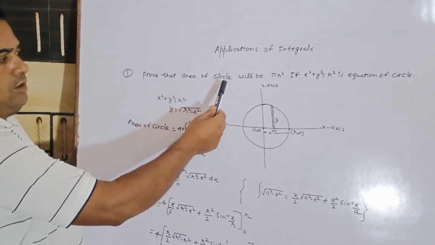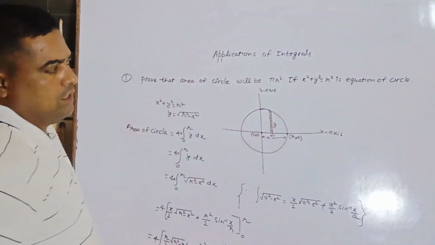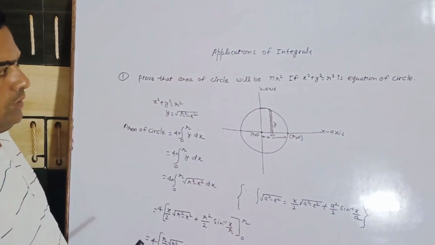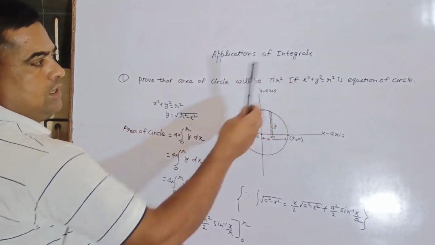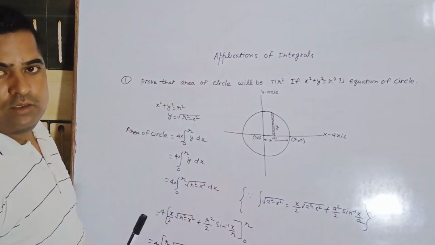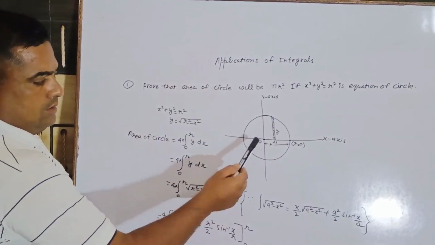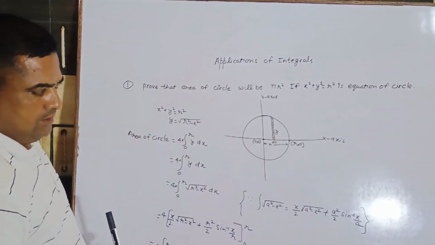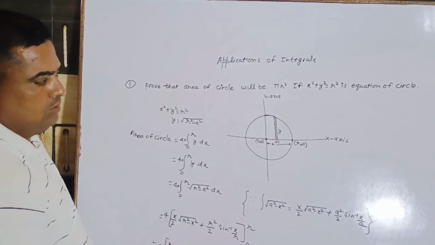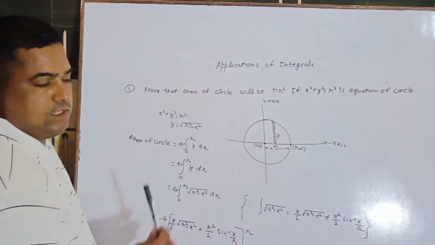Prove that the area of a circle will be pi r square if x square plus y square equals r square is the equation of a circle. Students, you know very well, x square plus y square equals r square is a circle whose center will be the origin and radius will be r. So we are drawing a figure. The radius of the circle will be r and the origin is 0, 0, meaning the center will be 0, 0. The coordinates of this point will be r comma 0 because the radius is r.